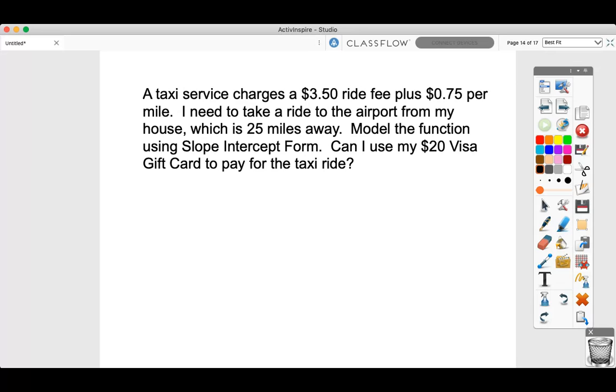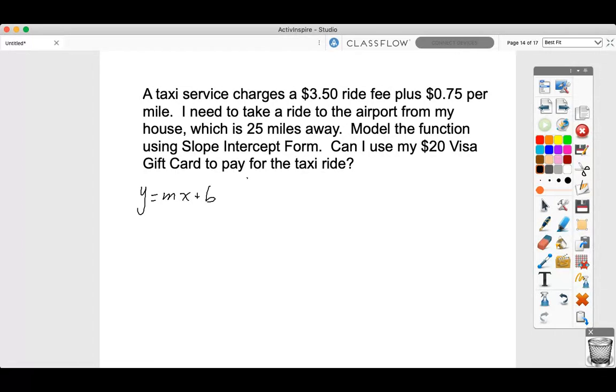So a taxi service takes $3.50 as a ride fee plus 75 cents per mile. I need a ride to the airport from my house, which is about 25 miles away. We're going to model the function using slope-intercept form, which is y equals mx plus b. And then, can I use my $20 Visa gift card to pay for the taxi ride?